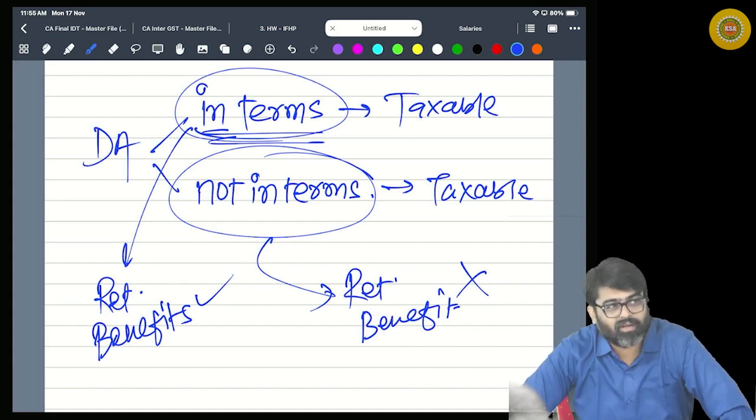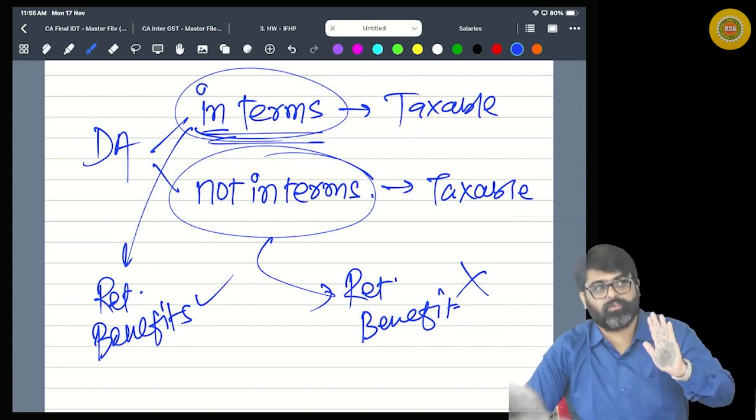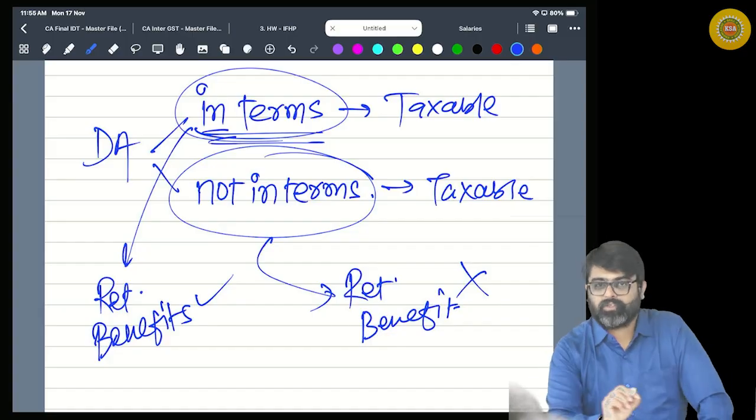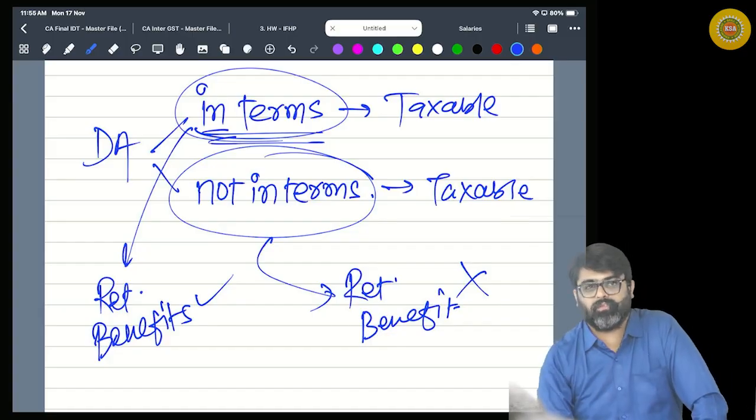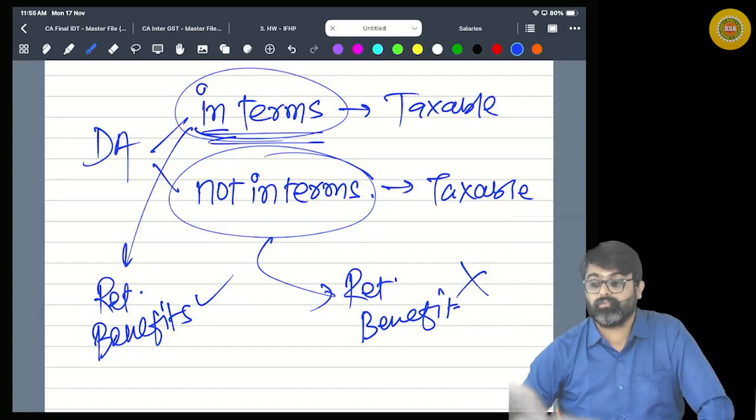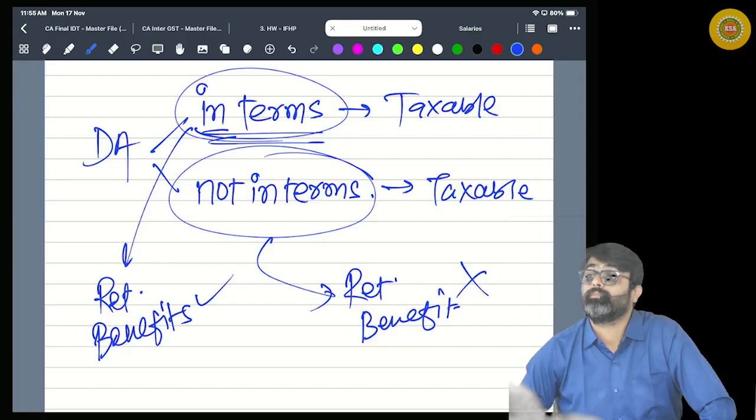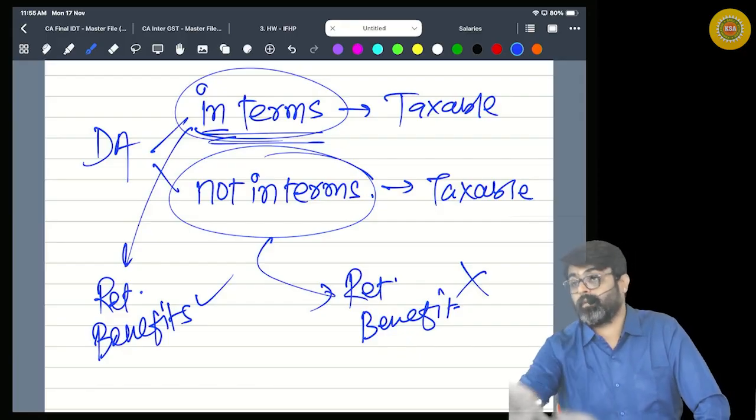So what the employer does, he will promise you. First of all, he will negotiate with you right now. See, your salary is how much? 50,000. How much? As per contract, I am writing 10,000 DA.